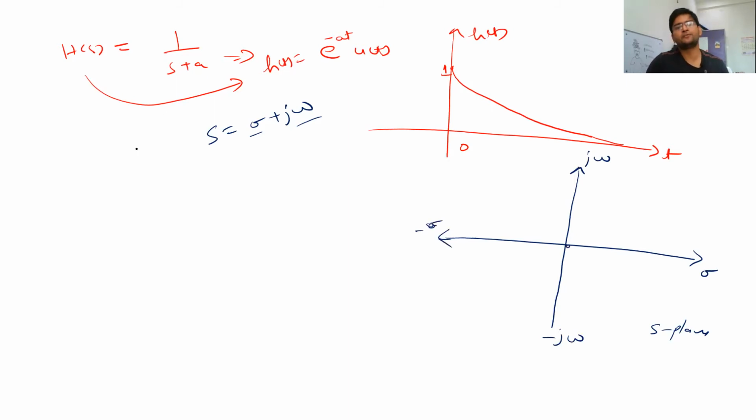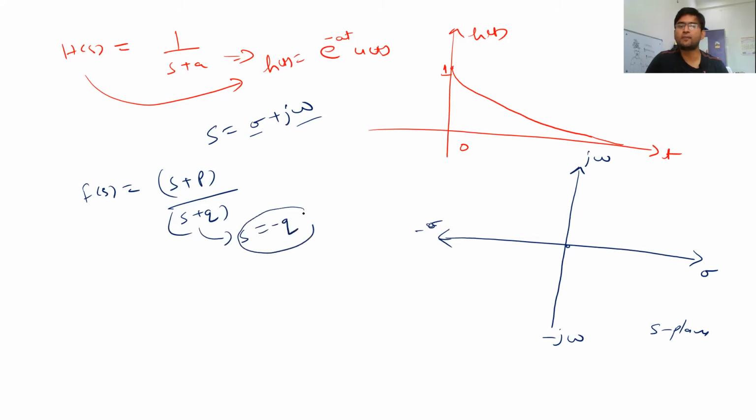So for any function, for example, there is a function F(s) equal to (s plus p) divided by (s plus q), then you can say that whatever is in the denominator, this value will give you s equal to minus q, and this minus q is called the pole of this function F(s). And if you equate the numerator to zero, you will get s equal to minus p. This is called the zero of this function F(s). So this is how we define poles and zeros.